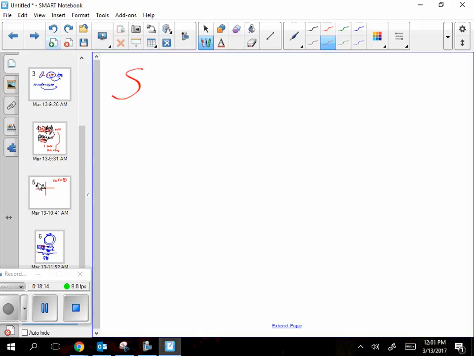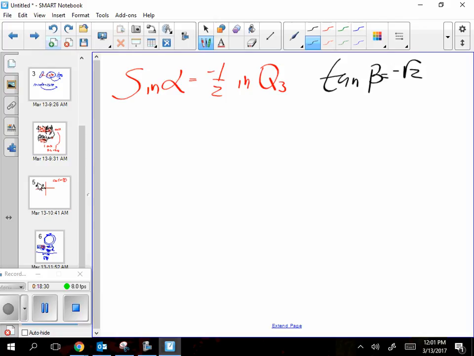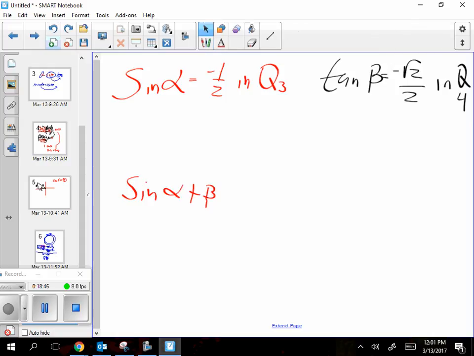This one's going to take you a few minutes. You're going to draw me a few circles. Sine of alpha is equal to -1/2 in quadrant 3. Next, I'll write in a different color here. Tangent of beta is equal to -√2/2 in quadrant 4. That's two separate drawings. Now, figure out for me what's sine of alpha plus beta. I'll pause while you give that a shot.